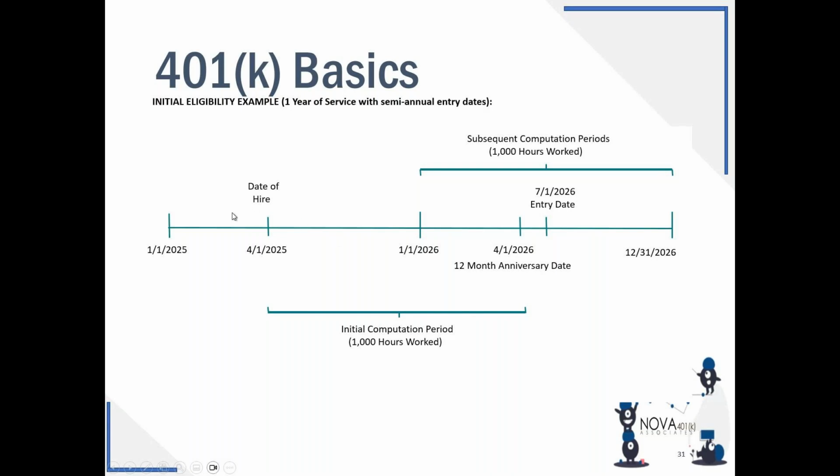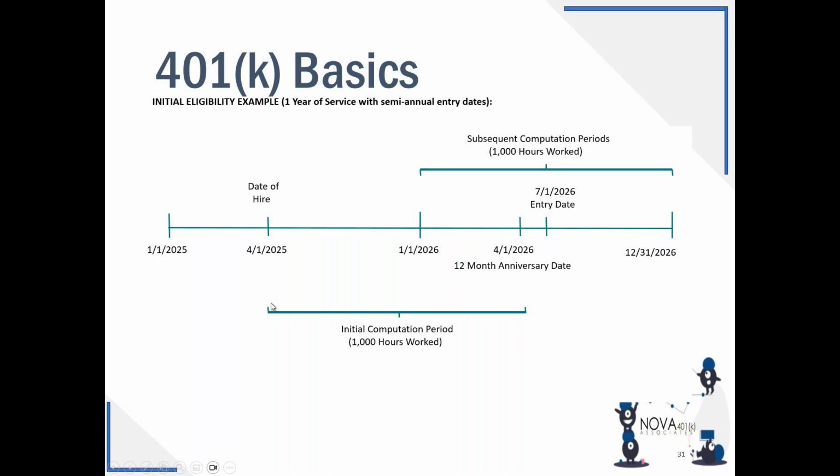Let's say you just hired someone on April 1st, 2025. And your plan is using the maximum allowable service requirement to get into the plan, where you have to have 1 year of service, a year in which at least 1,000 hours is worked, and then after that is met, you get into the plan on semi-annual entry dates. So for a calendar year plan, that would be January 1st or July 1st.